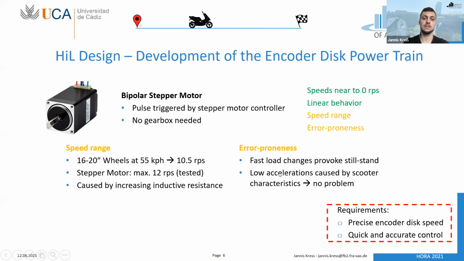But it's not a big deal because of the acceleration of a scooter with less power, so we're talking here about 3, 4, maximum 5 braking horsepower, so the acceleration is much slower than the acceleration the stepper motor can supply. So this is not a big deal and no problem.